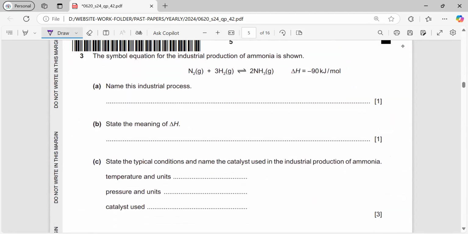The symbol equation for the industrial production of ammonia is shown. N2 plus 3H2 gives 2NH3, and the delta H is given to us, which is negative 90 kilojoules per mole. Name this industrial process. So this process in which ammonia is prepared is known as Haber's process. State the meaning of the term delta H. It's called enthalpy change.